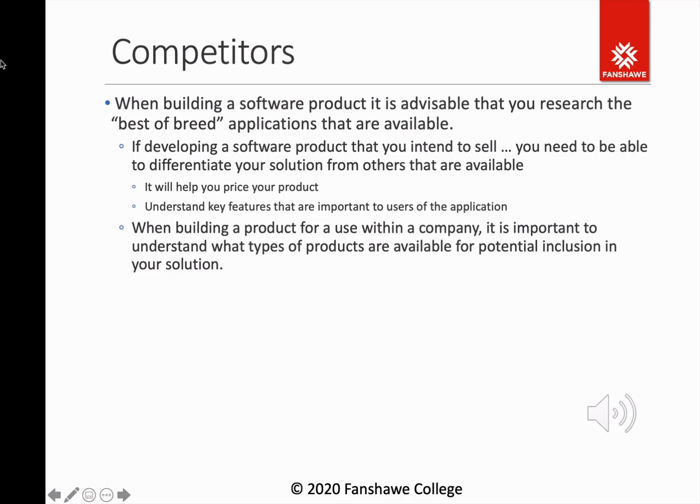When building any application, it's important to look at what's available in the marketplace. What competitors are out there? Even if you're building this for a company, you should understand what products exist and why you're building this one in particular. Why is there a need?